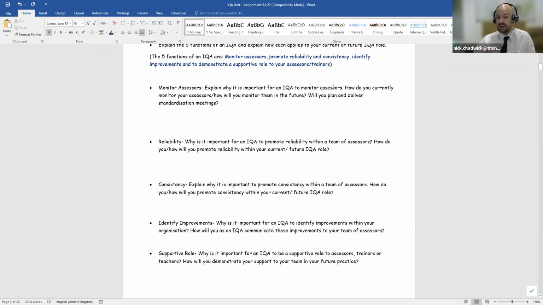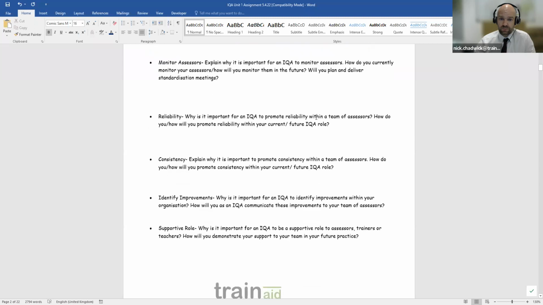How do you currently monitor your assessors, or how will you monitor them in the future? So this could be observing them within their assessing or teaching role. It could also be to arrange team standardization meetings to review their marking of learner work, which is another way that you can monitor your assessors.